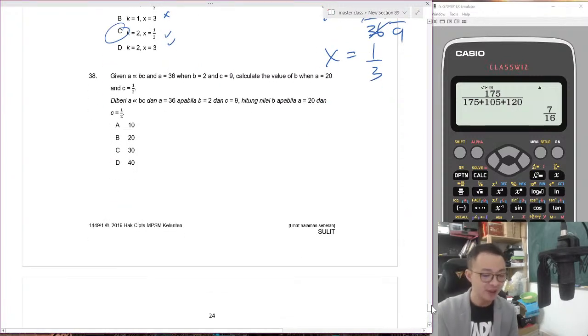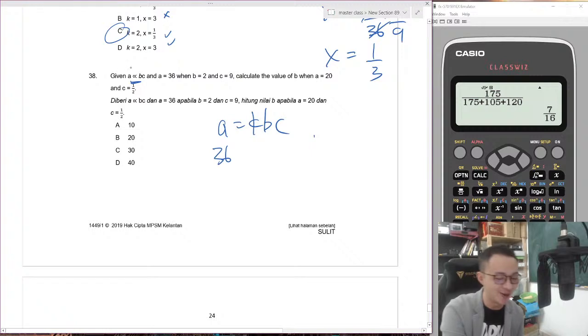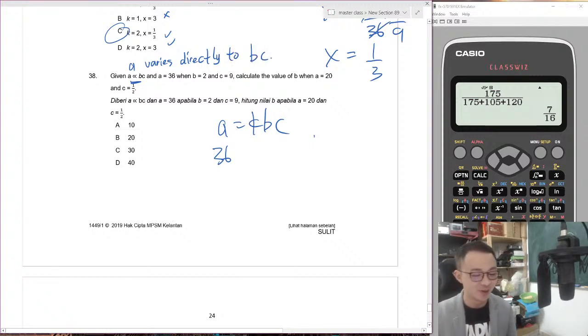38. Okay, when A varies directly, you see this sign here basically means A equals KBC. We need to add the equal sign and K by ourselves. This is varies directly. A varies directly to BC. I keep forgetting the keywords. So whenever you see varies directly, you need to add the equal sign and K by yourself.